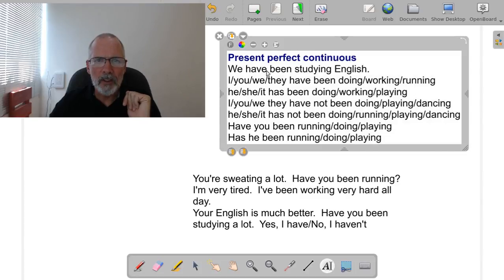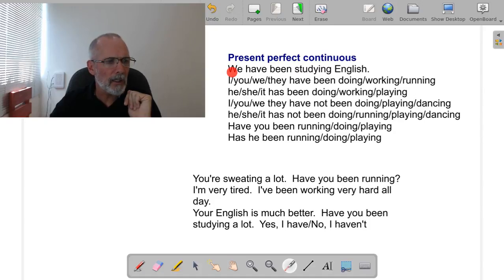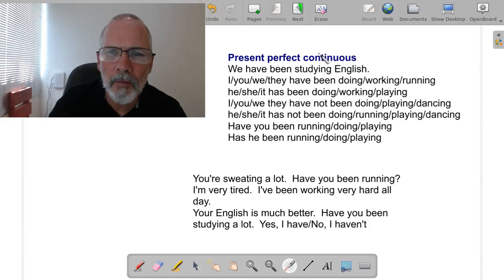And the first thing you can see here is that we need, first of all, the subject. Then we need the auxiliary have. Next, we need the word been, which is the past participle of the verb be, and finally we need the main verb with the ing, or what we call the present participle. We have been studying. This is the present perfect continuous.